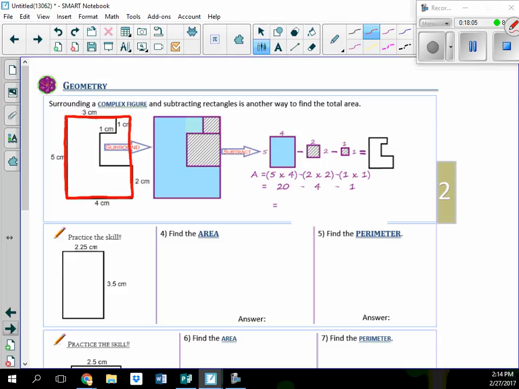So the area of this whole thing here, I'm going to multiply 5 times 4 to get the area of this entire box right there. And 5 times 4 is 20. Okay. Then I'm going to find the area of each one of these smaller boxes right here, and I'm going to subtract those out. I'm going to take those away.